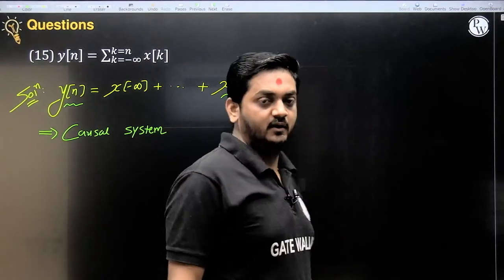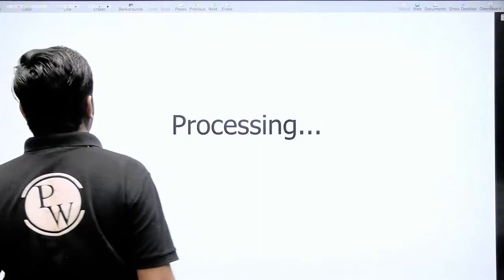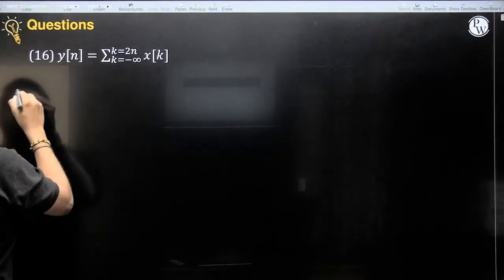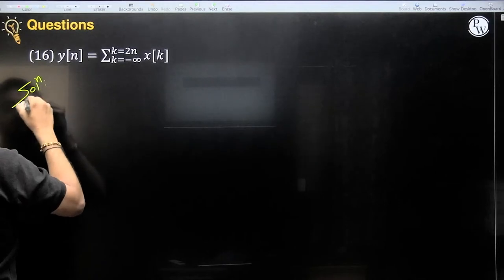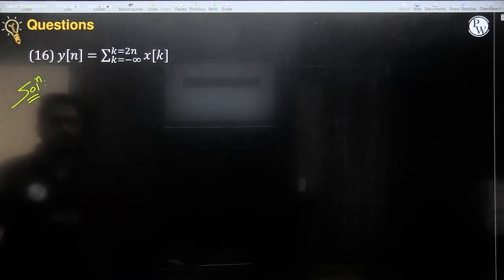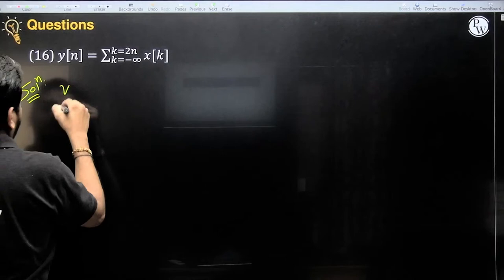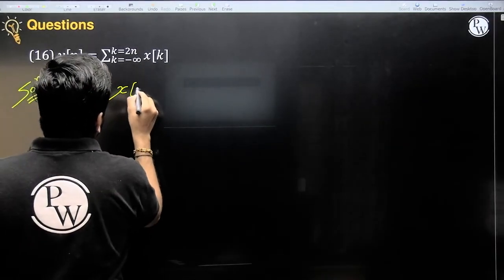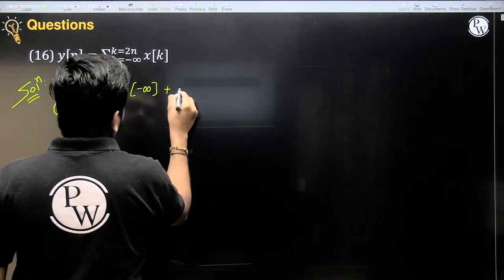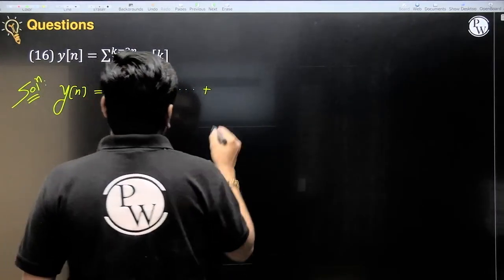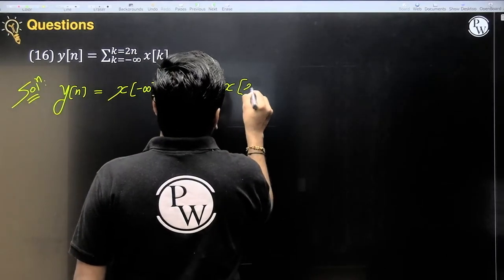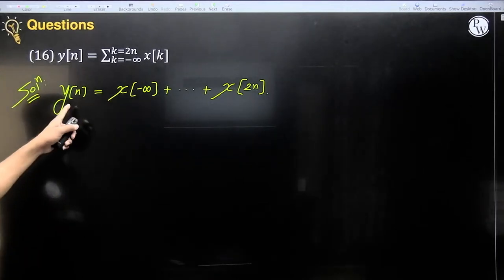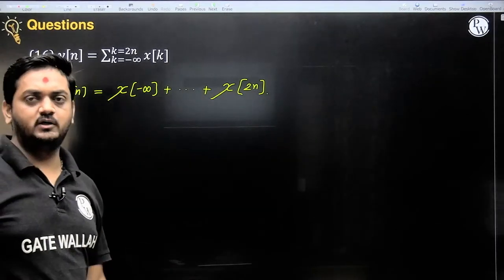Fine. Very good. Now next question, y of n is equal to, now this is very important. Now tell me, is this a causal or non-causal system? Causal or non-causal? So y of n is the summation from minus infinity up to x of 2n. Now we can see this is your present, then 2n will be your future.